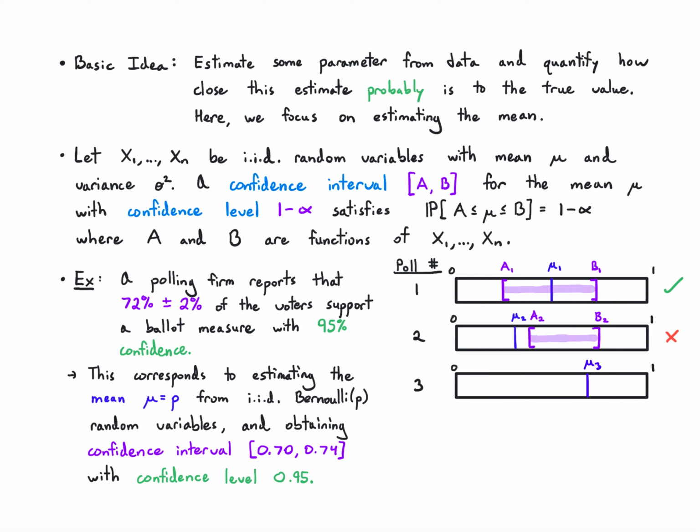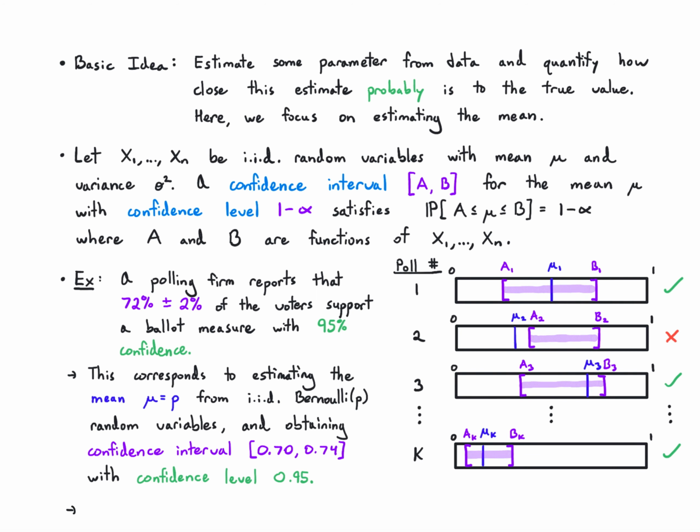I run another poll. I'm a polling firm, so I'm running lots of different polls. Now I run another poll about maybe another question. This time it did contain the true mean. And I'm going to keep doing this, maybe k times. I just keep repeating this process. And for the kth poll, I have mu of k, and I get this confidence interval ak up to bk, and again it does contain the true mean here. So the way to think about this intuitively is that if you have confidence level 0.95, 95% of the firm's confidence intervals over the long run will contain the true mean. This is the thing that's going on.